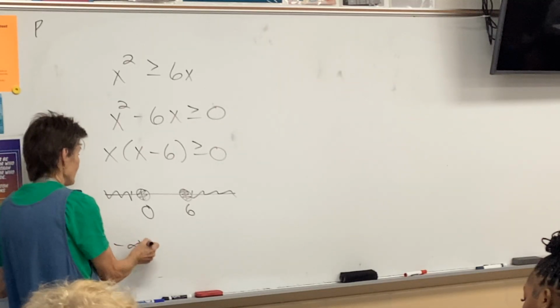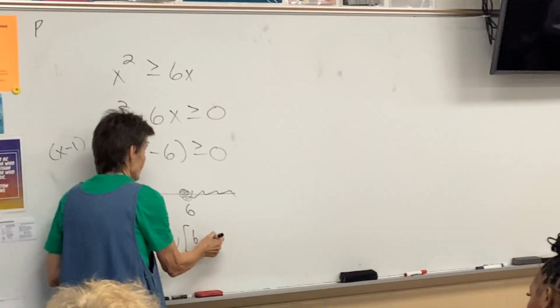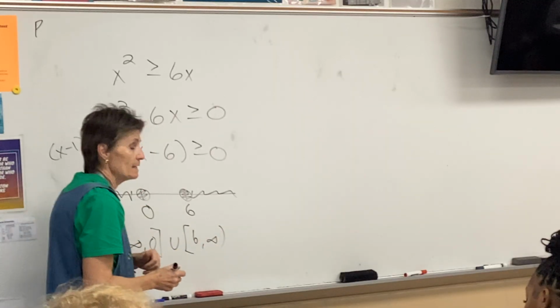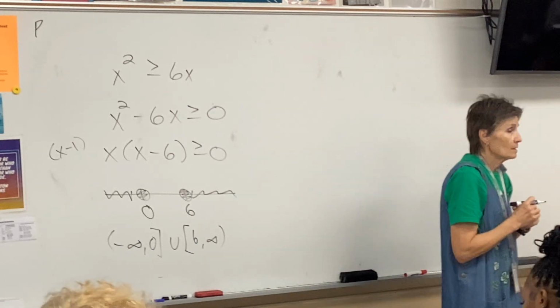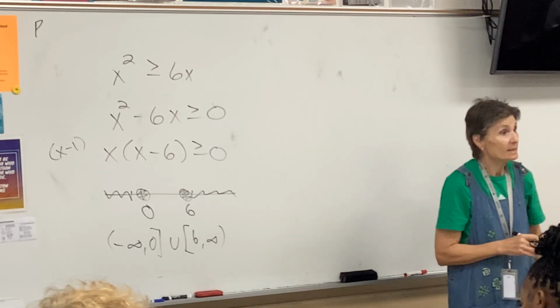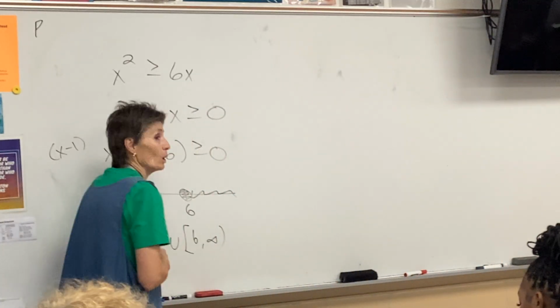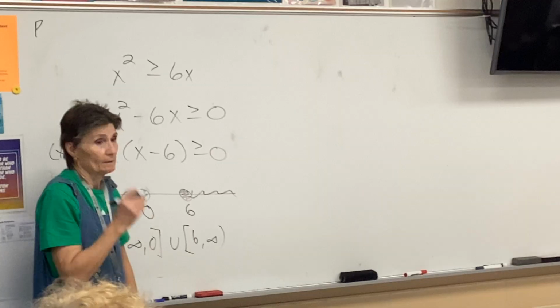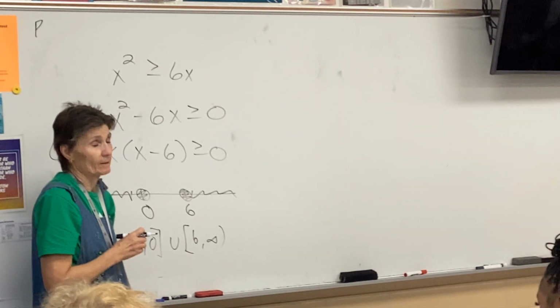So negative infinity to 0, or 6 to infinity. If you don't want to use the shortcut, what could you do? Pick a number. Exactly. Pick a number. Picking a number will always work. It takes longer, it's kind of a pain in the butt, but it will always work.